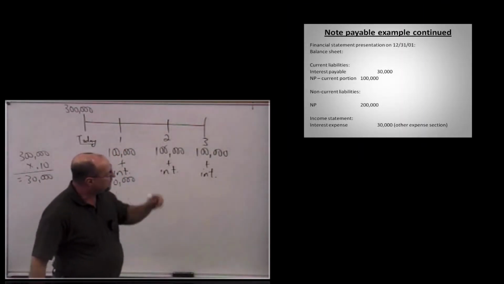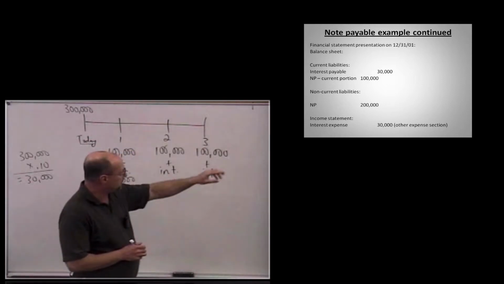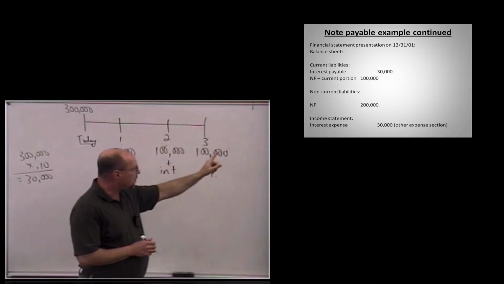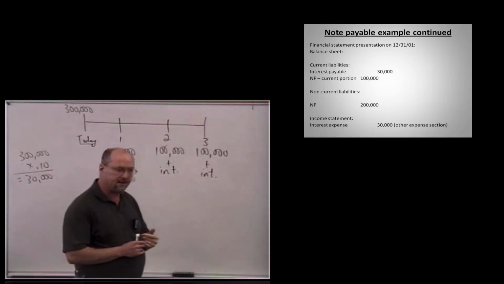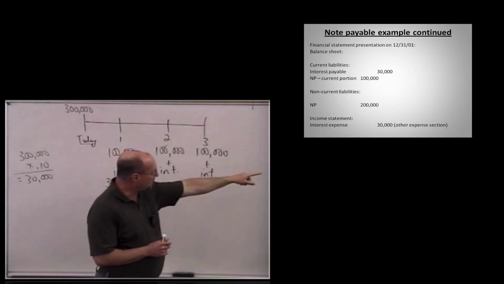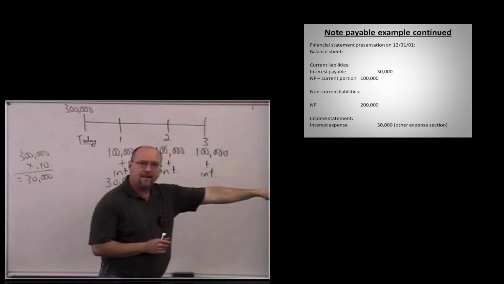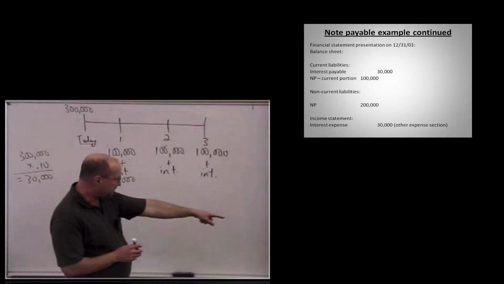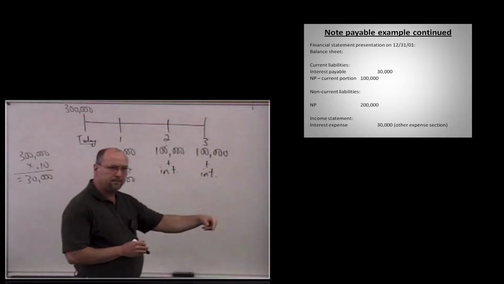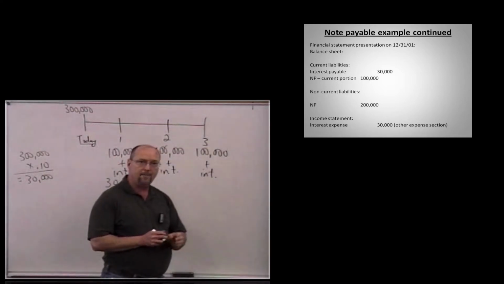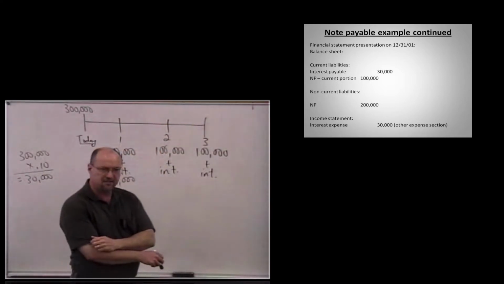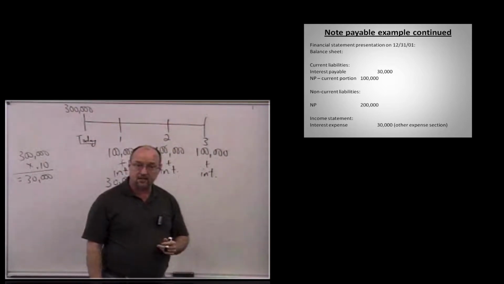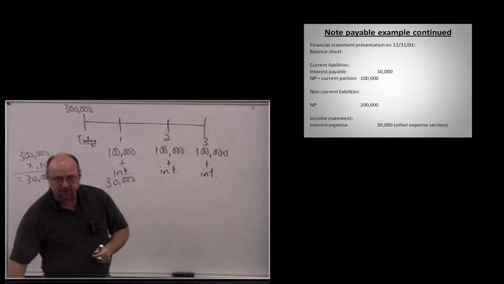Okay, I'm sorry, this is the balance sheet presentation for December 31st. Interest payable, current, obviously. We're going to pay it one day later, $30,000. Note payable, current portion, $100,000. And then notice under non-current liabilities, we have note payable for the remaining $200,000. On the income statement, interest expense, $30,000, typically will be reported below operating income in the other expense section of the income statement. So this is our financial statement presentation if you were to prepare financial statements.